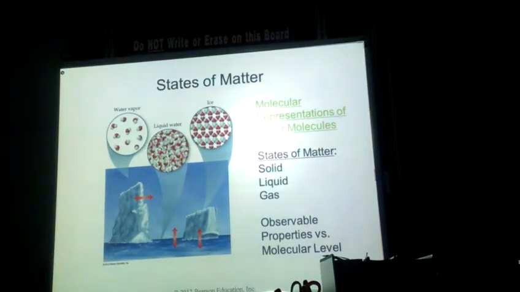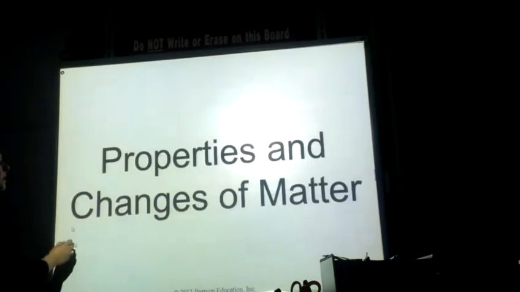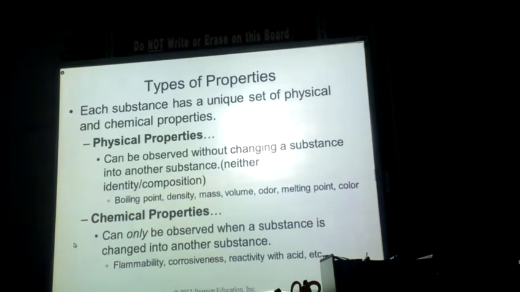So I could go from a solid to a liquid or a liquid to a gas, and that's always going to be based on a conversion from pressure and temperature. Okay, properties and changes of matter. We have physical properties, we have chemical properties. We've heard about this before. Physical examples: boiling point, density, mass, volume, odor, melting point.